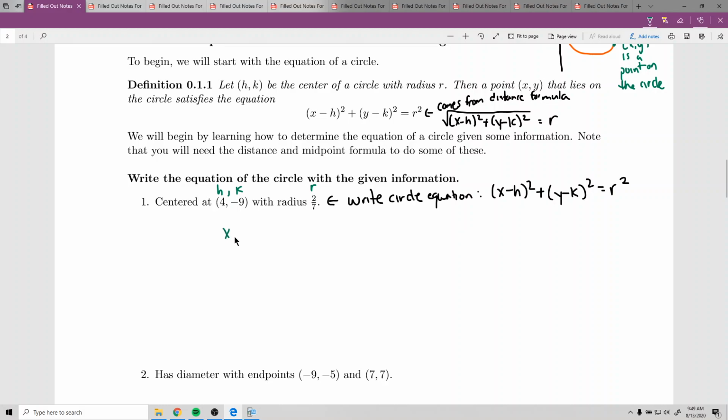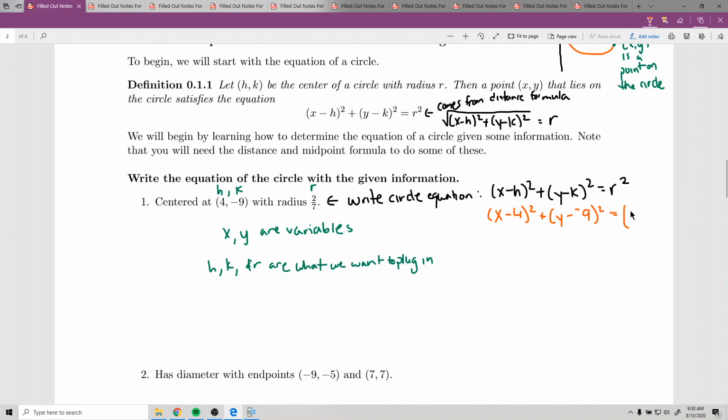X and y are the variables, so they're just going to stick around. In our equation, h, k, and r are what we want to plug in. And luckily for us in this problem, we are given all of it that we need. So h is 4, we got (x minus 4) squared plus k is negative 9, (y minus negative 9) squared equals r squared. Since it's a fraction, make sure you put in parentheses (2 over 7) squared.